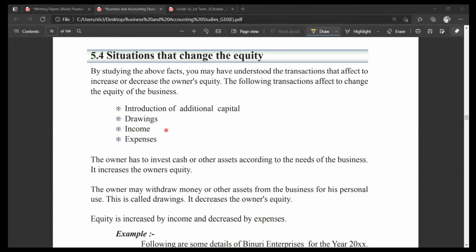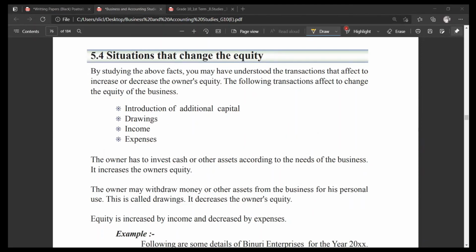The other one is the owner may withdraw money or other assets from the business for his personal use. Those are known as drawings. It decreases the owner's equity. A classic example: they have a hardware shop. Let's say I go to the hardware shop to buy two gloves. So I will pay them.